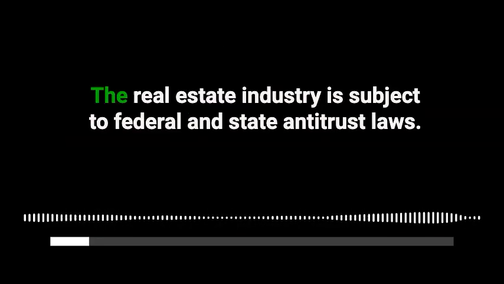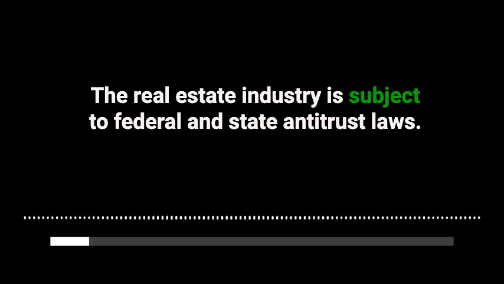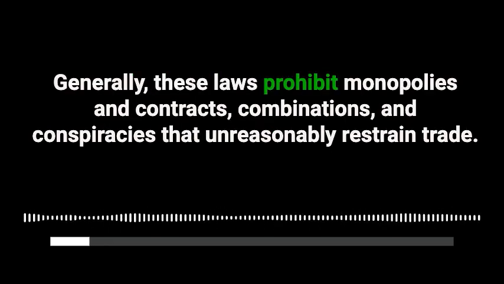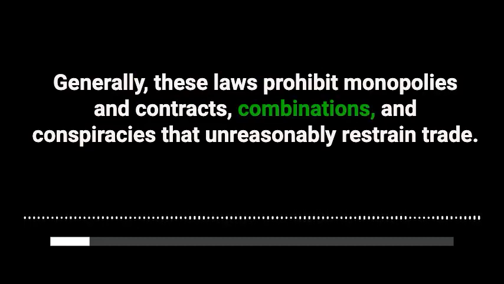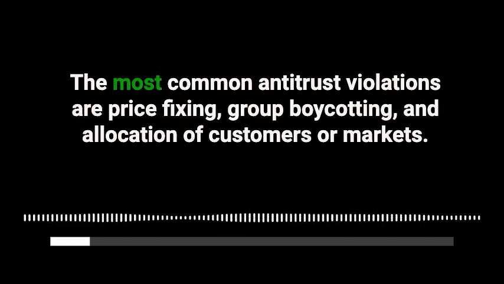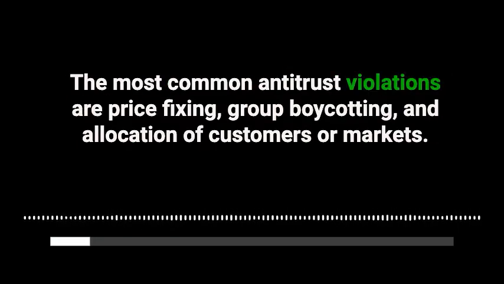Antitrust laws. The real estate industry is subject to federal and state antitrust laws. Generally, these laws prohibit monopolies in contracts, combinations, and conspiracies that unreasonably restrain trade. The most common antitrust violations are price fixing, group boycotting, and allocation of customers or markets.